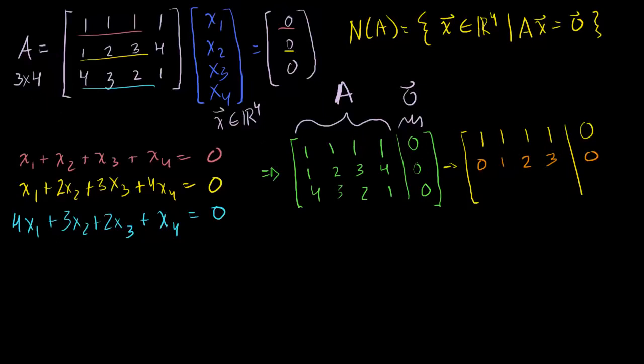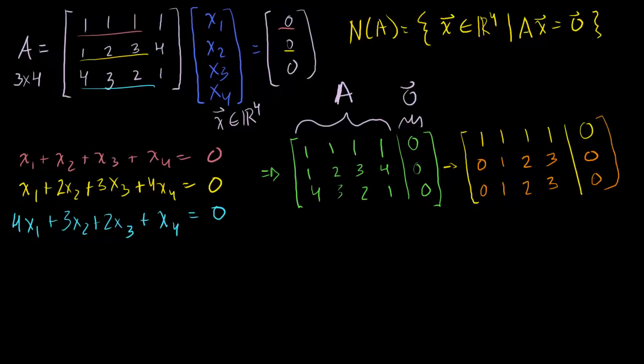And then let me replace this row with 4 times this row minus the other row, because I want to get rid of this. So 4 times 1 minus 4 is 0. 4 times 1 minus 3 is 1. 4 times 1 minus 2 is 2. 4 times 1 minus 1 is 3. 4 times 0 minus 0 is 0.